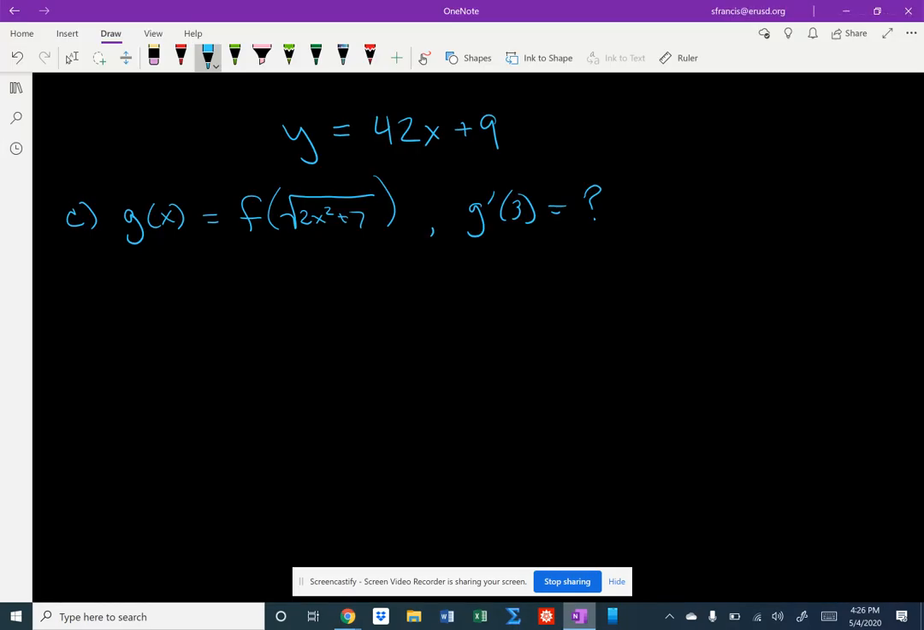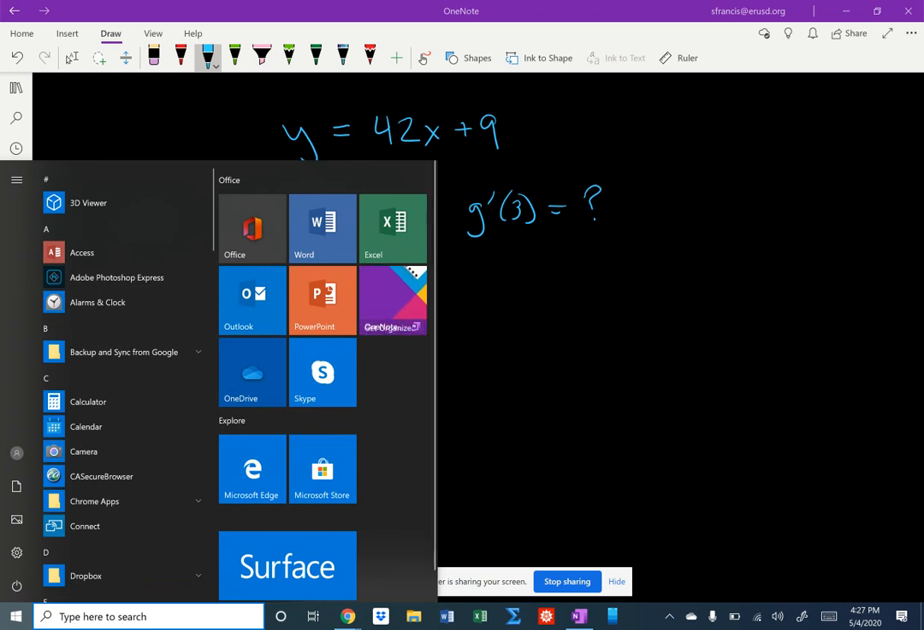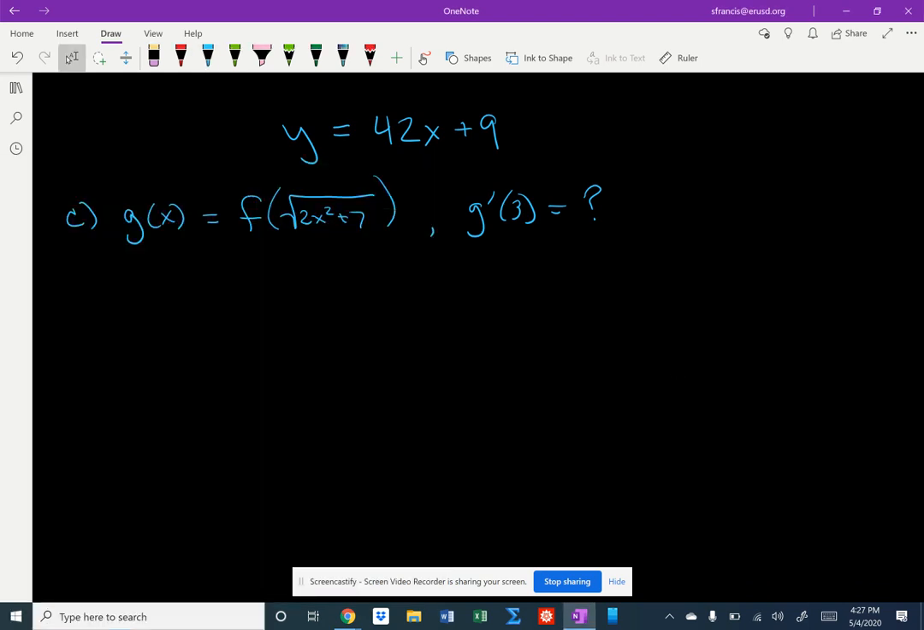For part C, we're given that g of x is f of the square root of the quantity 2x squared plus 7, and we want g prime of 3. Again, you don't need to know f for this, although some of you wanted to work out f. But this works out nicely with the chain rule.